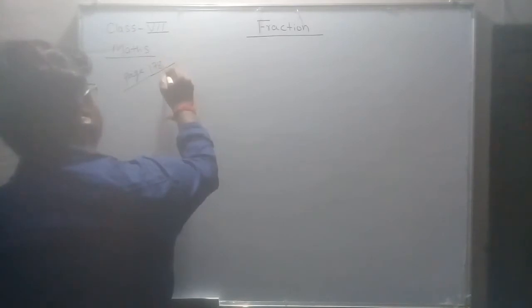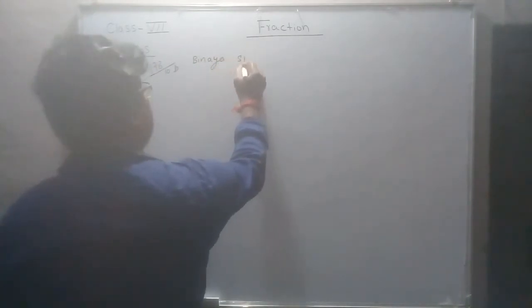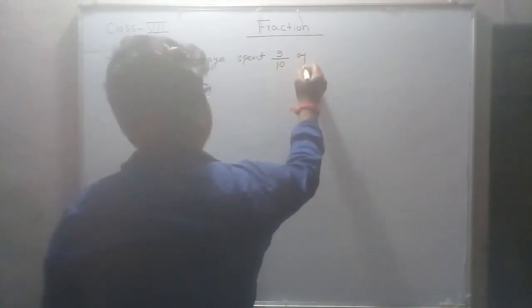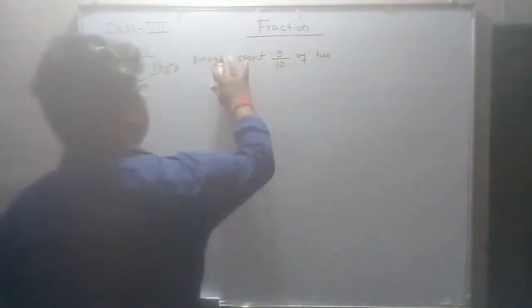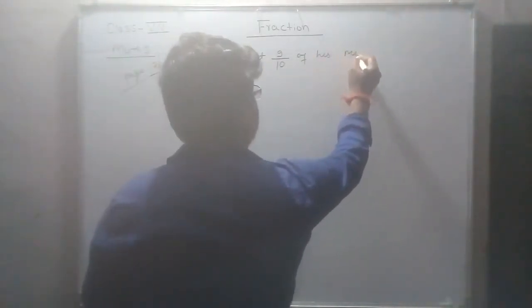So let's see another question, page number 178, question number 10b. You can see question number 10b there. So the question is, Vinay spent 9 upon 10 of his pocket money.